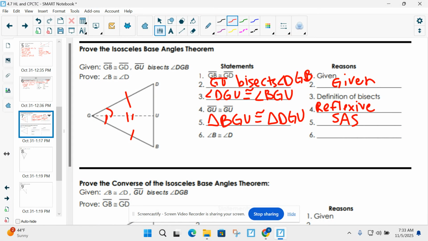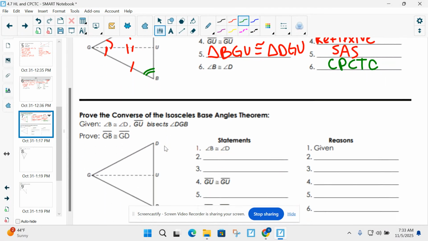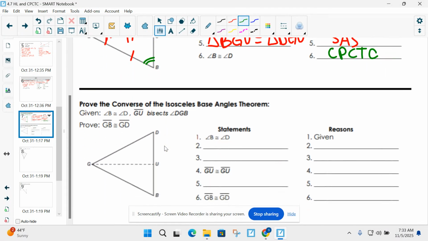And then now that we know the triangles are congruent, we can prove that the base angles here are congruent, hence why we are proving the isosceles base angles theorem. So that's CPCTC. This says that if you have an isosceles triangle where the legs are congruent, then the base angles are congruent. Now the converse of that says if you know the base angles are congruent, so you're starting with angle B and D, then you know that the sides are congruent.